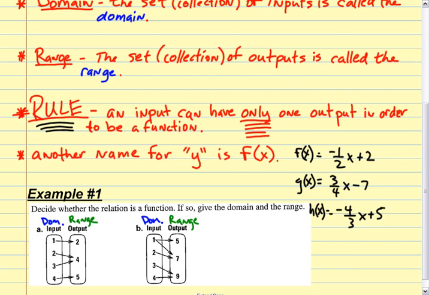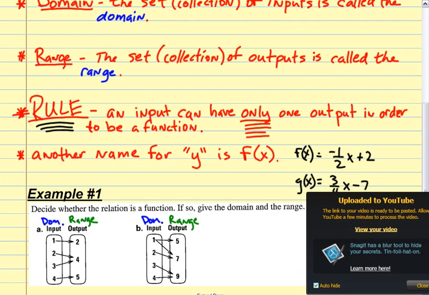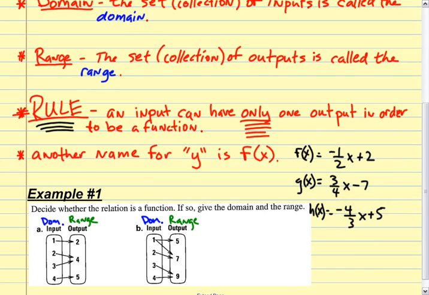Now here's something that is very important. It's so important that I'm cupping my hands around my mouth to make my voice louder, okay? That does not mean f times x. Please do not mistake it for that. It does not mean f times x. It means the function of x.